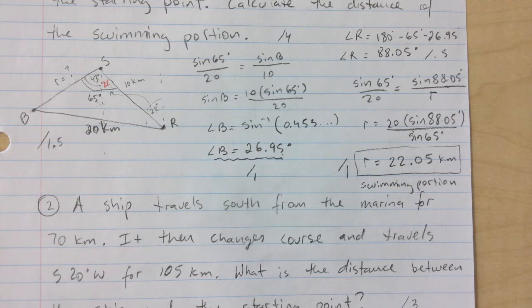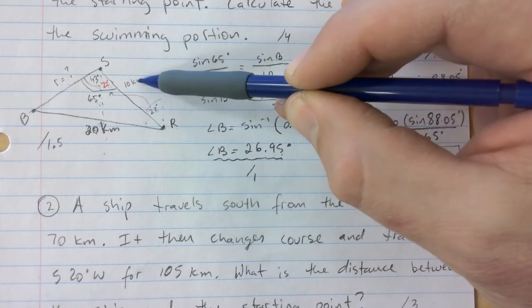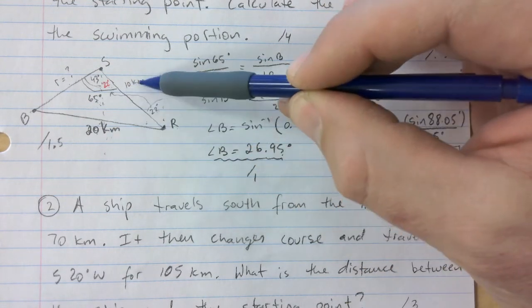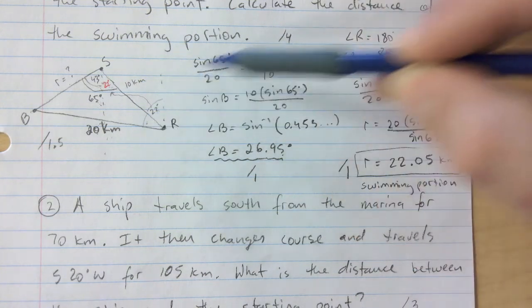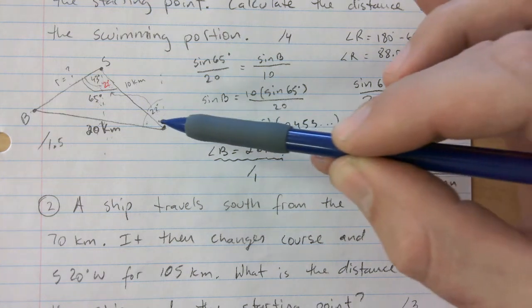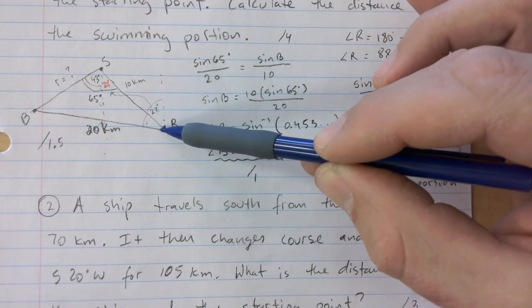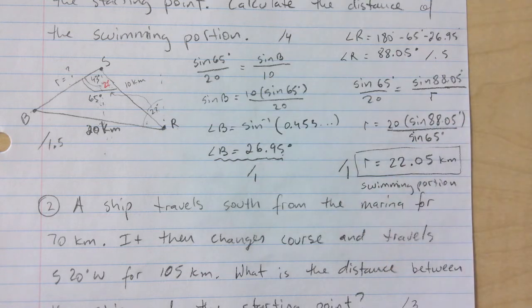You should get 22.05. I just tried it. Right? It's this squared plus this squared minus 2 times this times that times cosine of 88.05, because that's R here. All right.